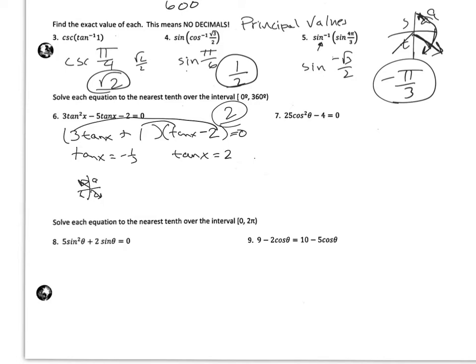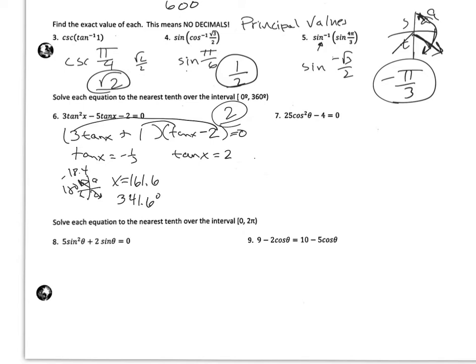You get 18.4 out of the calculator. That's, of course, not an answer. So we have to do 180 minus 18.4. So 180 minus 18.4. 360 minus 18.4 is 341.6.